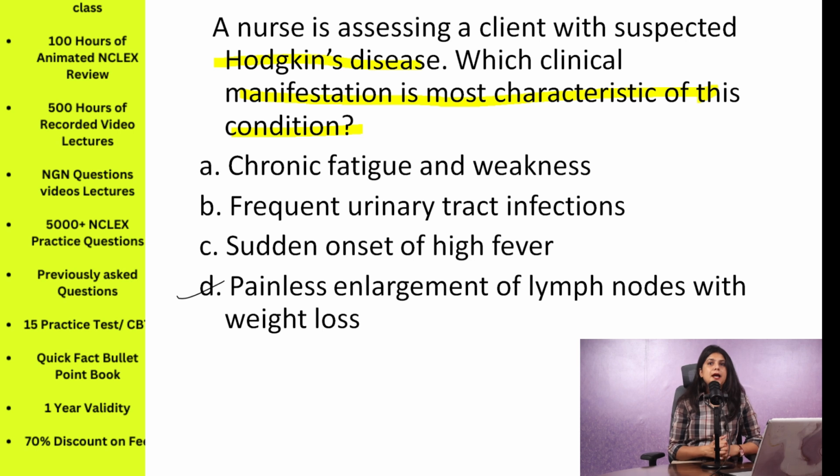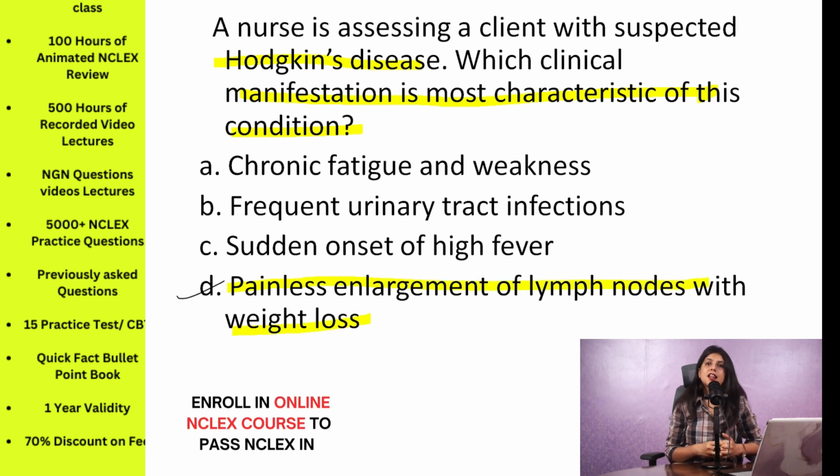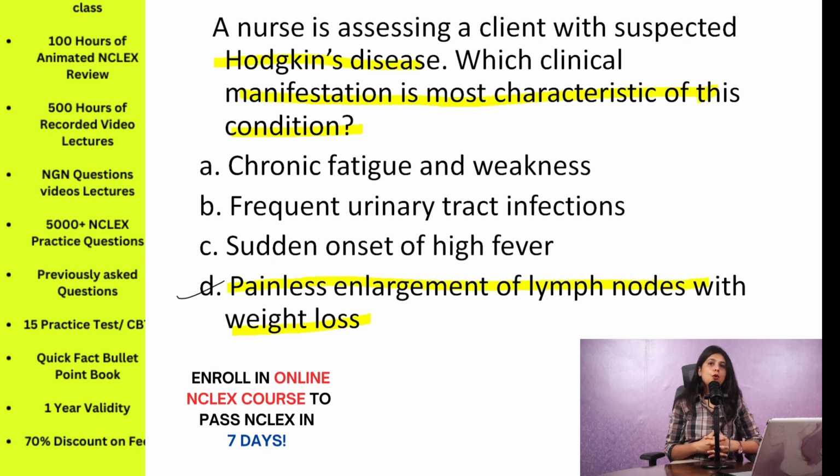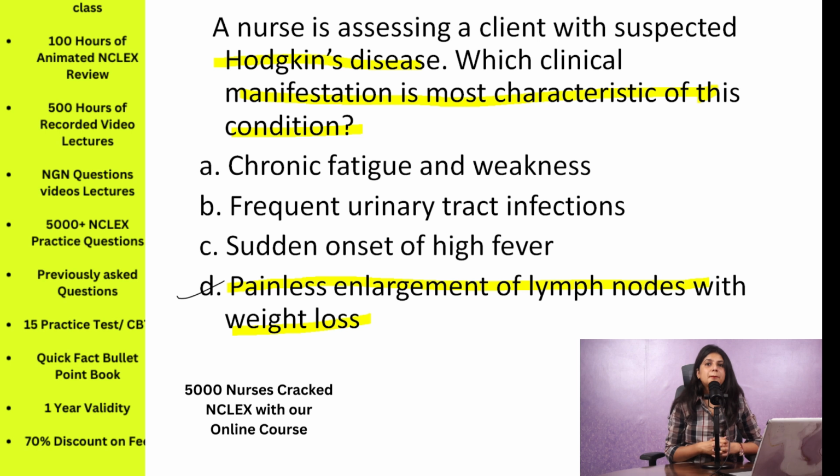It is characterized by painless lymph node enlargement, often in the cervical, axillary, or inguinal regions, with possible spread to the spleen and liver. Weight loss is a common systemic symptom. Fatigue and weakness may occur, but are not primary manifestations.